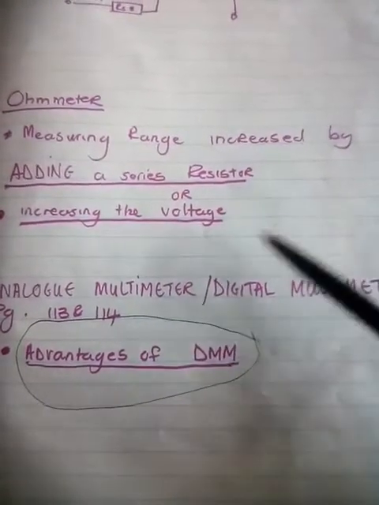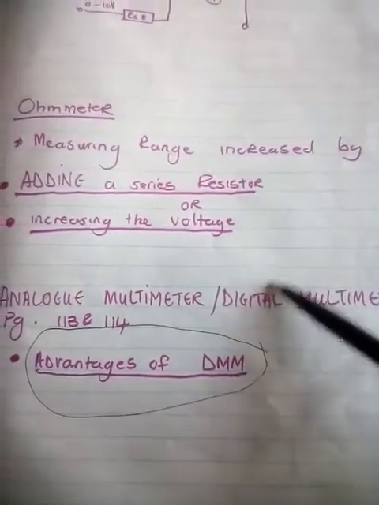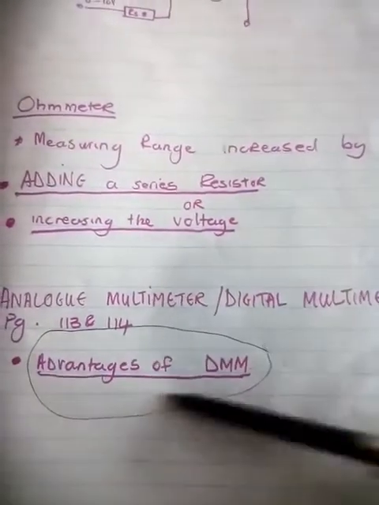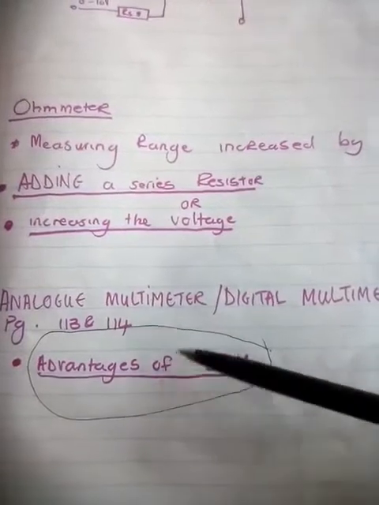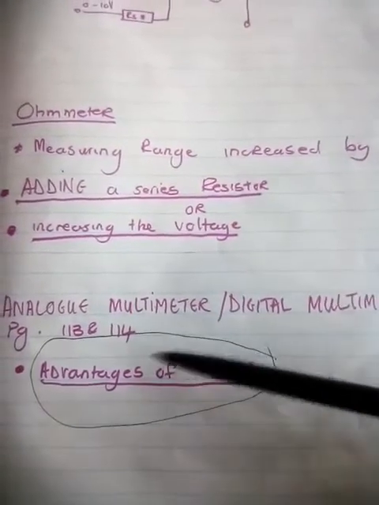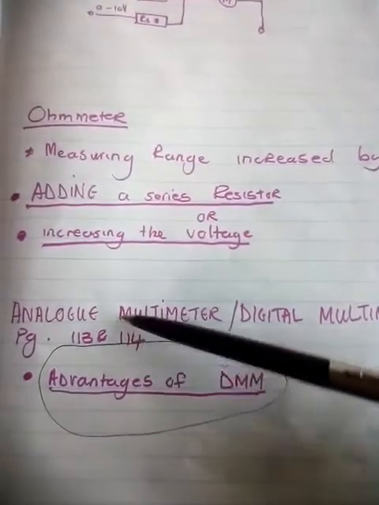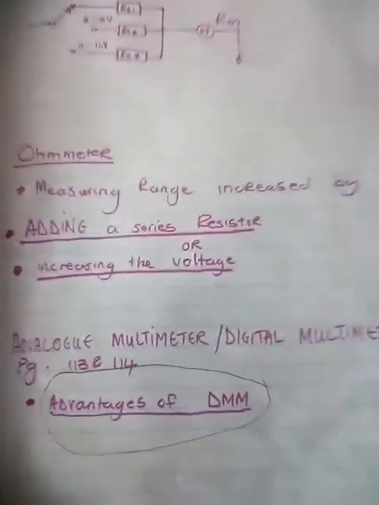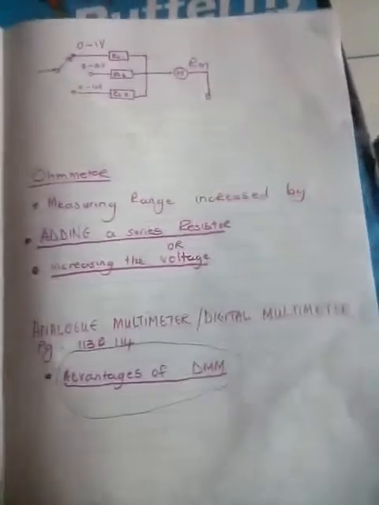I'm going to ask you how the digital multimeter works, explain electronically, then focus on the advantages of a digital multimeter over an analog multimeter. Okay, that's it.